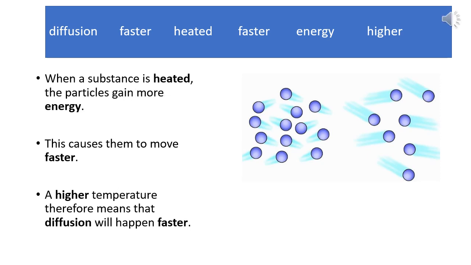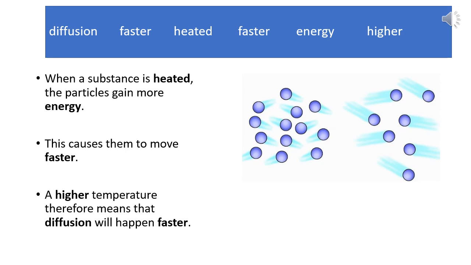All right, how did you do? Let's read out what happens. When a substance is heated, the particles gain more energy. This causes them to move faster. A higher temperature therefore means that diffusion will happen faster.